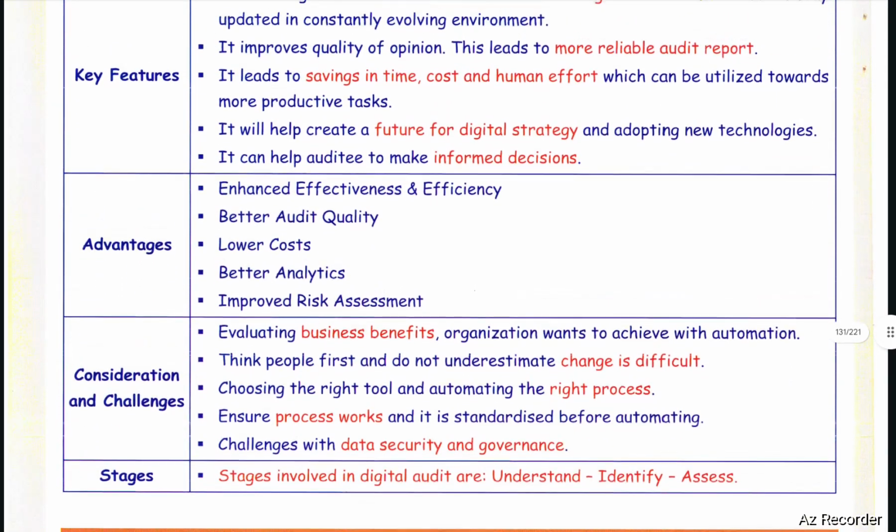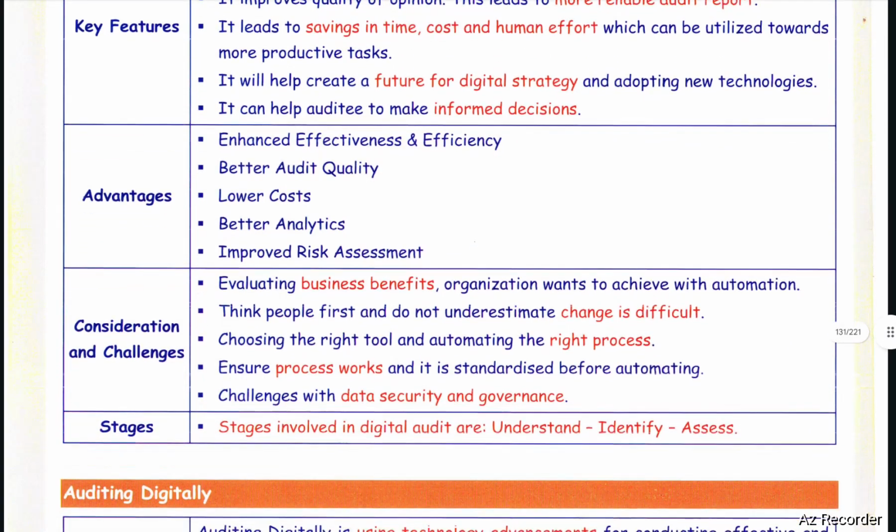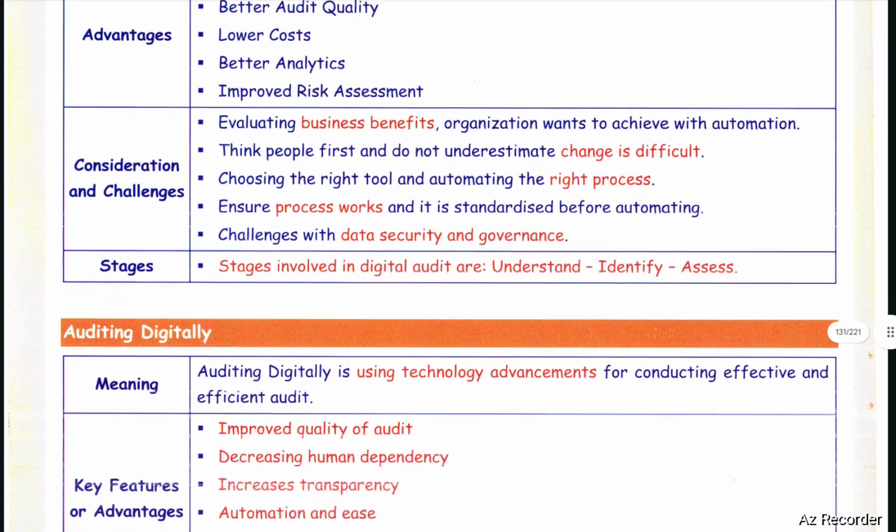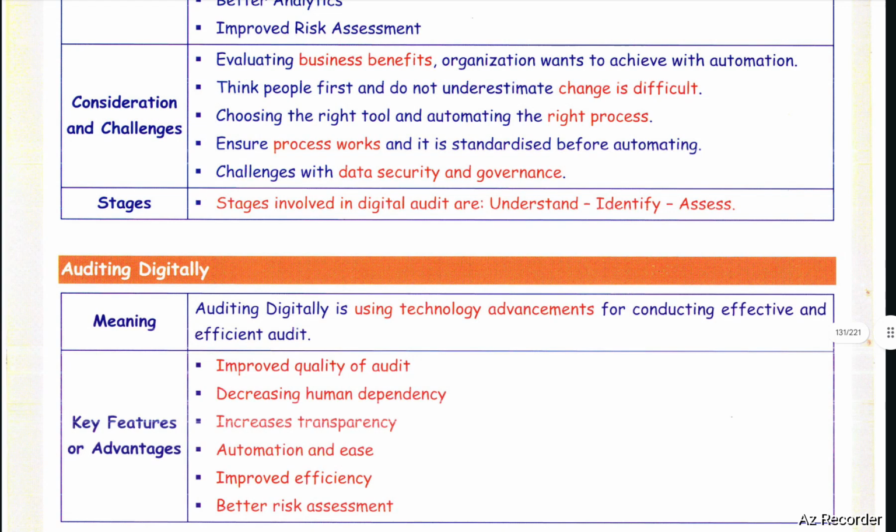Next, what are the considerations and challenges in digital audit? Evaluating business benefits organization want to achieve with automation. Think people first and do not underestimate change is difficult. Target the right process. This is the key for successful automation. Automation is not a standalone solution and should be part of a broader digitalization strategy. Ensure that process works and it is standardized before automating.